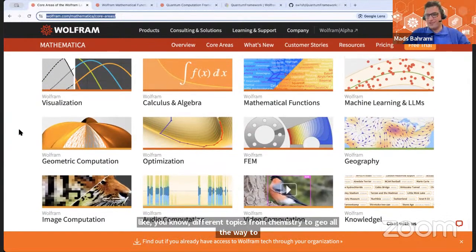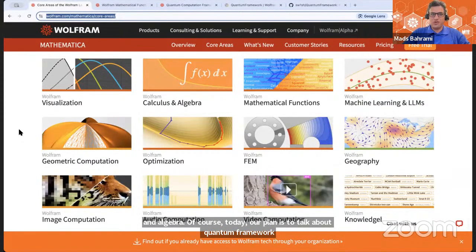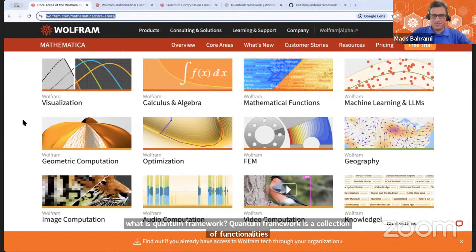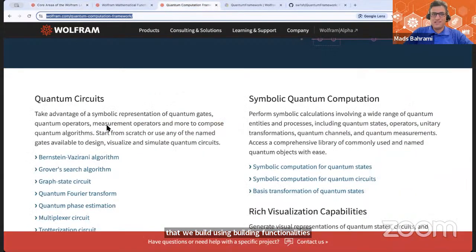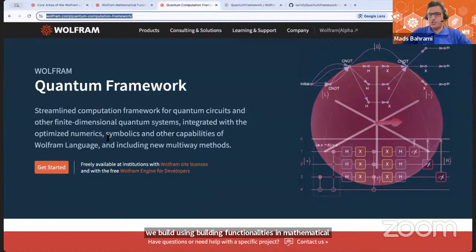Of course, today our plan is to talk about the quantum framework. So what is the quantum framework? The quantum framework is a collection of functionalities that we build using built-in functionalities in Mathematica that helps you do seamless computation in a discrete space.